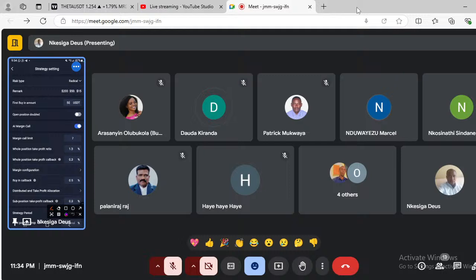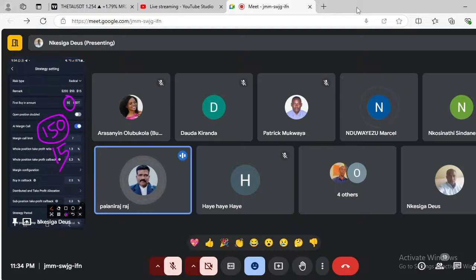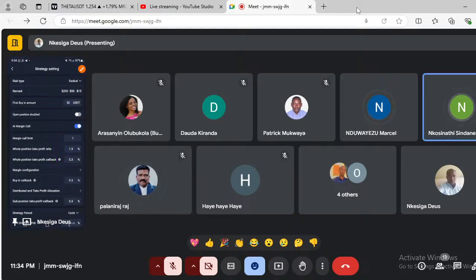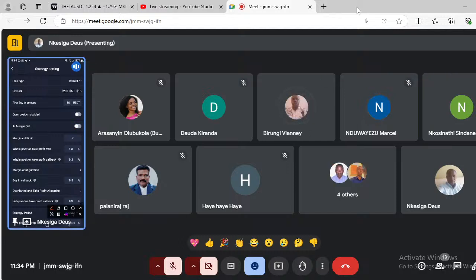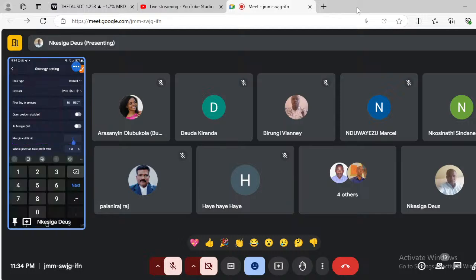Now, what is the balance after using $50? What is the balance? 150. It is the balance. Now, since it is 150, how many buys can you get from 150 using $15? 10 buys. Exactly. That is 10. So we come here on margin call limit, and we put 10. Because that is the number of times we want to buy.